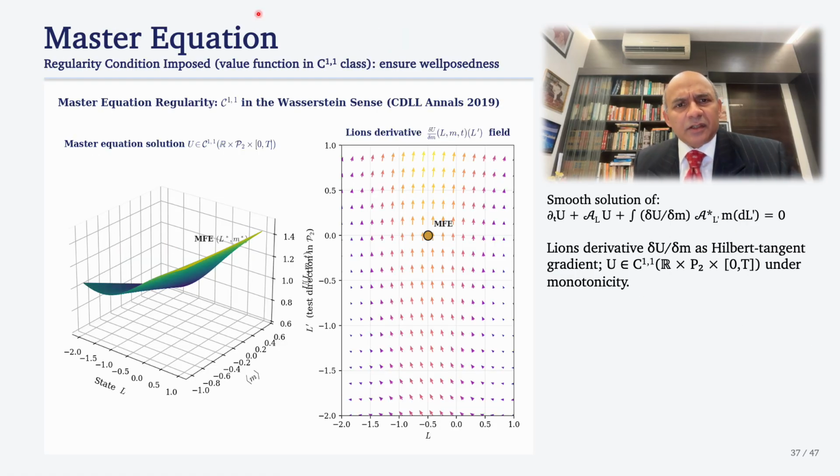Now the master equation admits a unique C^{1,1} classical solution on R cross Wasserstein cross [0, T]. The Lions derivative is the Hilbert tangent gradient on Wasserstein space. The equilibrium is the unique critical point. Cardaliaguet, Cirant, Porretta 2023 extends regularity to common noise. Bertucci treats the mean field game with absorption, directly applicable to our optimal stopping formulation.